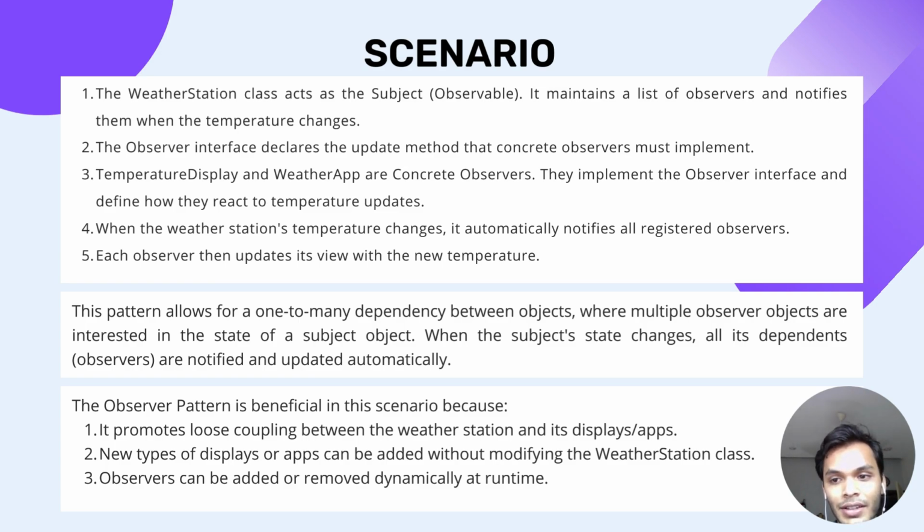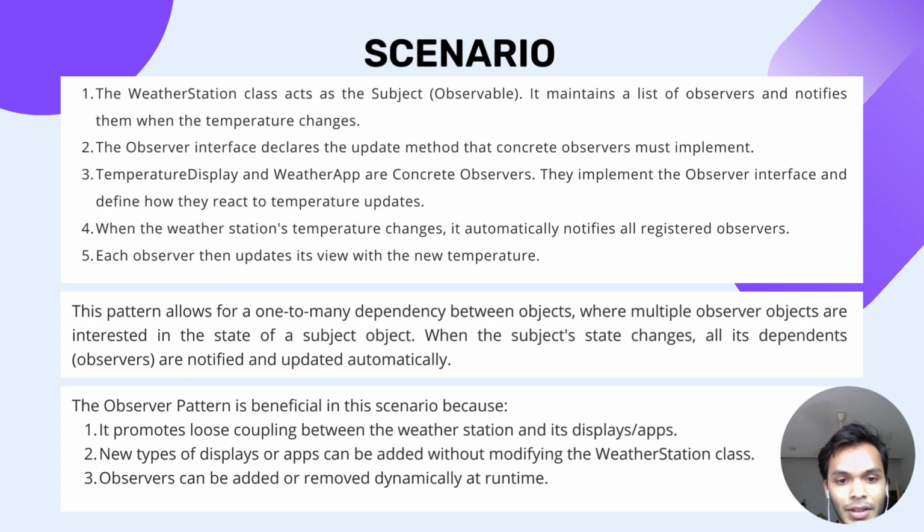So it maintains the list of observers and notifies them when the temperature changes. Second, the observer interface declares the update method that concrete observers must implement. Next, the temperature display and weather app are the concrete observers. They implement the observer interface and define how they react to the temperature updates.